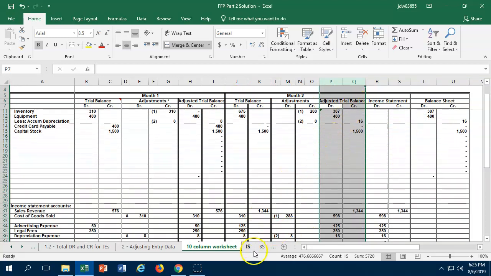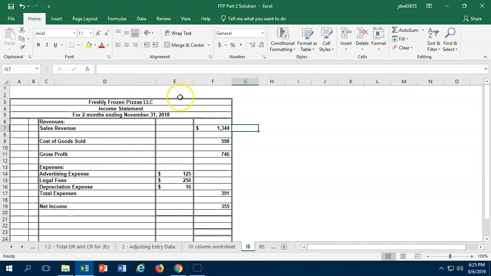So then you take those balances and you prepare your income statement. And this is what you should have got.